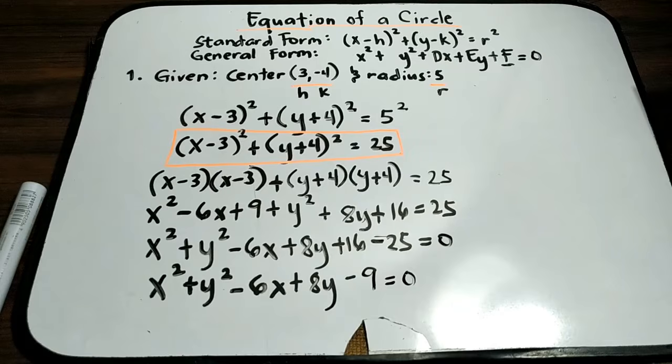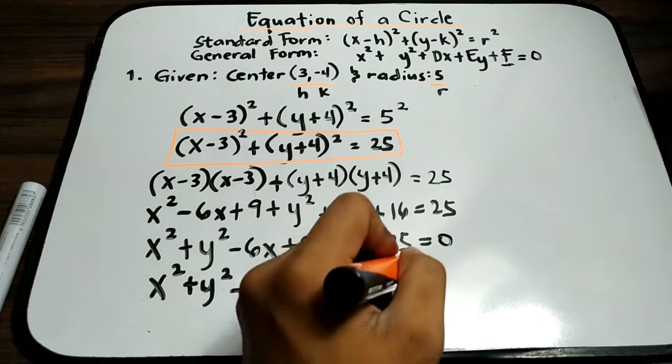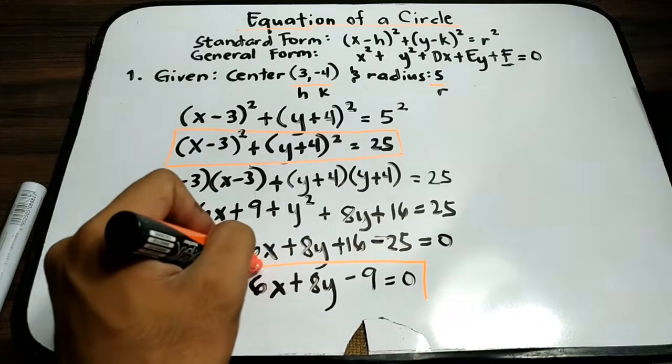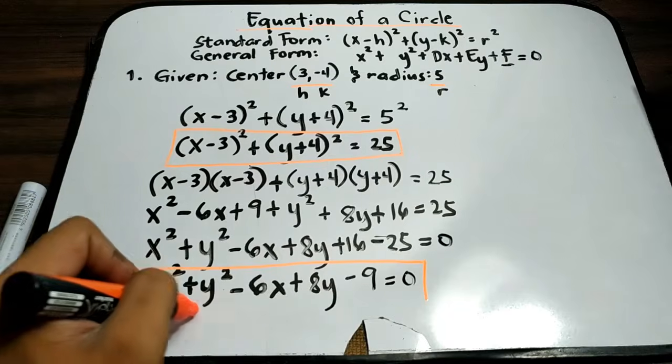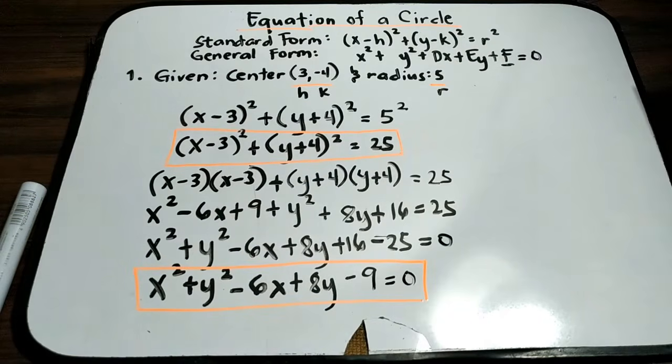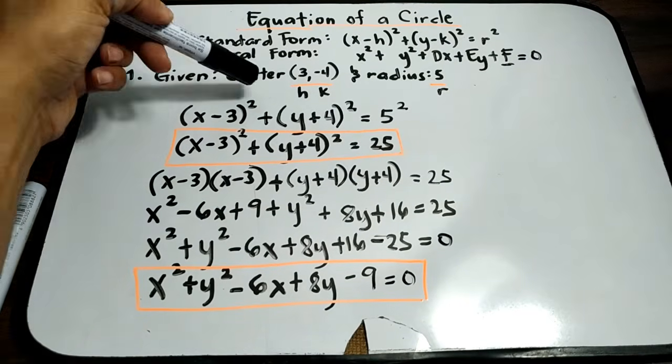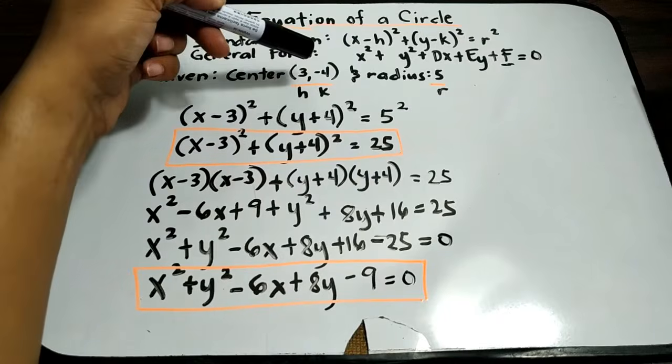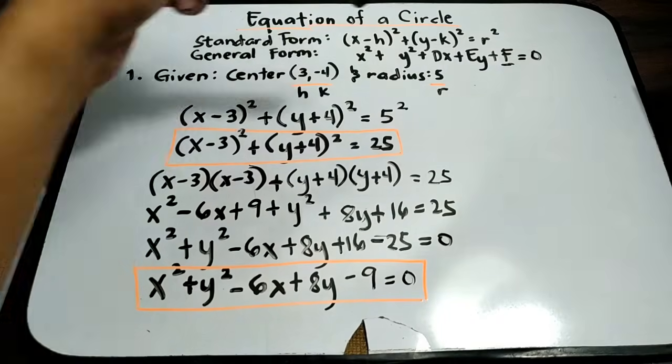So that's it. This is the general form of the equation of the circle, given that the center of the circle is 3, negative 4, and the radius is 5.